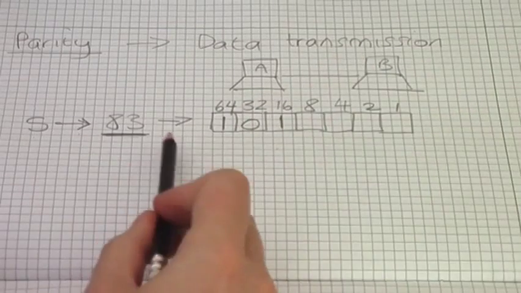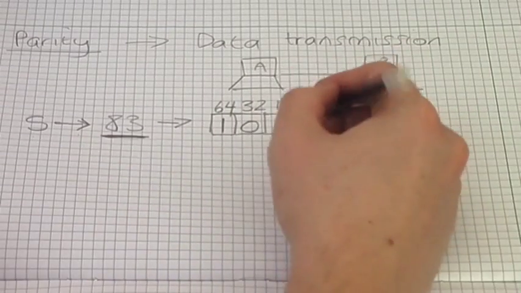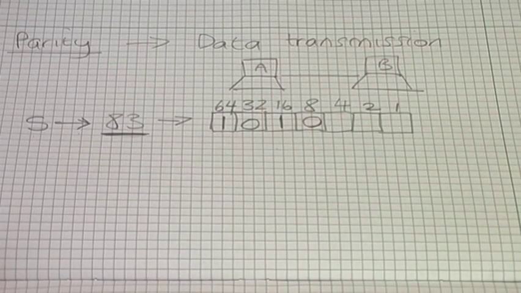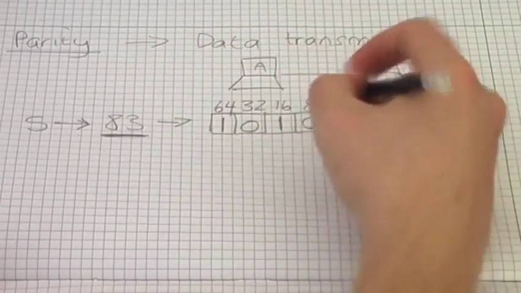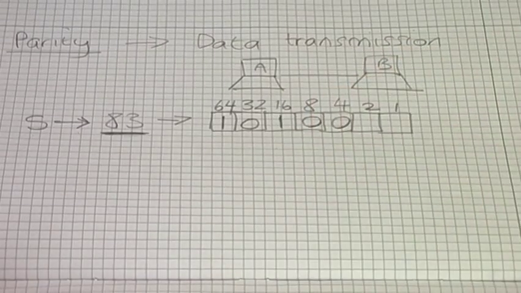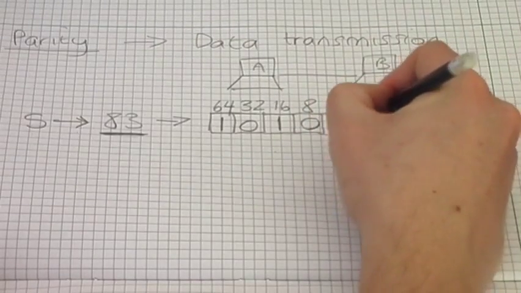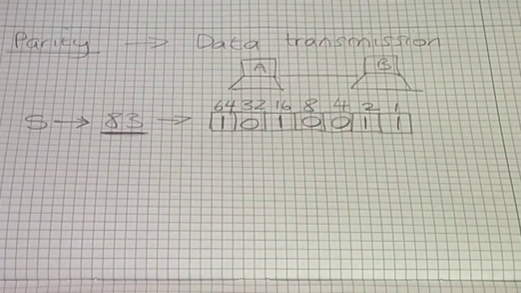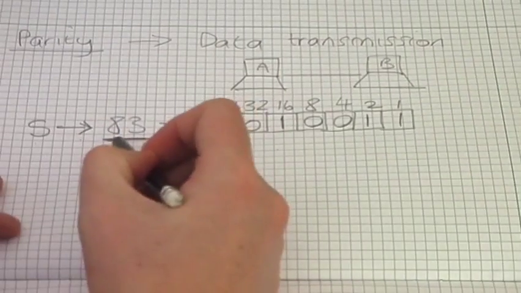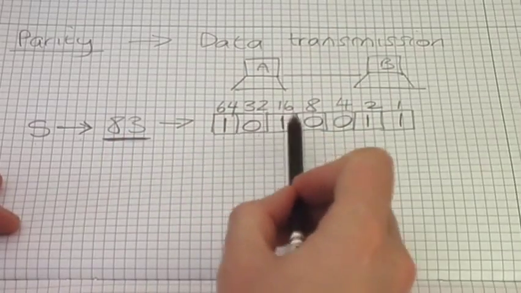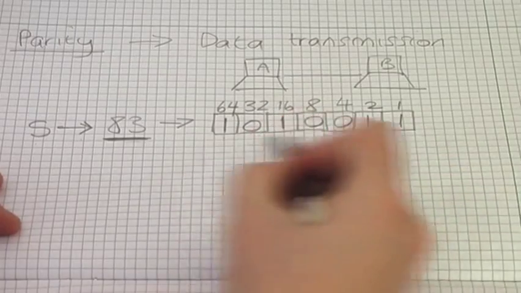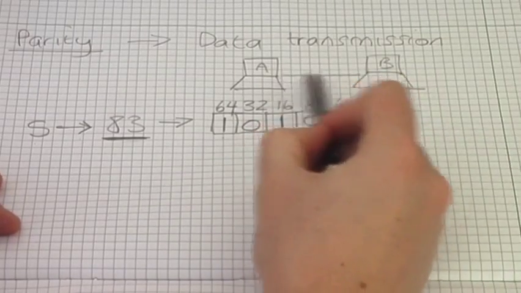Now I've got 3 left, so do I need an 8 to make 3? Of course I don't, so I'm going to put a 0 in there. Do I need a 4 to make 83? No, I do not. Do I need a 2 and a 1? Of course I do, so I'm going to put a 1 in there and a 1 in there. So hopefully you will agree with me that 83 in binary is 1010011. Okay, so that's my 7 bits of data that I want to transmit.